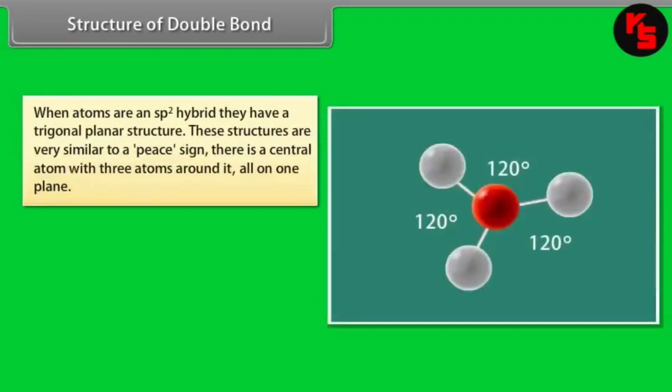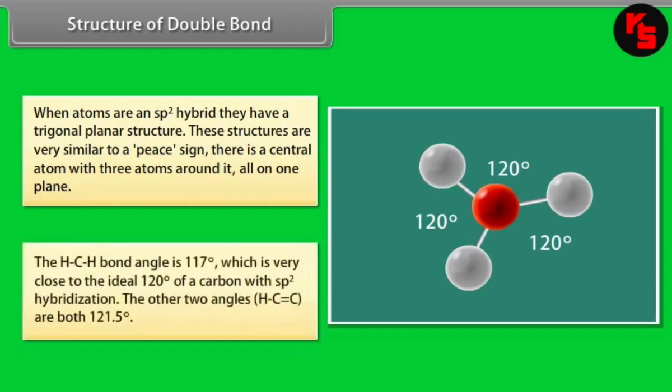When atoms are sp2 hybrids, they have a trigonal planar structure. These structures are very similar to a peace sign. There is a central atom with 3 atoms around it, all on one plane. Trigonal planar molecules have an ideal bond angle of 120 degrees on each side. The HCH bond angle is 117 degrees, which is very close to the ideal 120 degrees of a carbon with sp2 hybridization. The other two angles, HCC, are both 121.5 degrees.